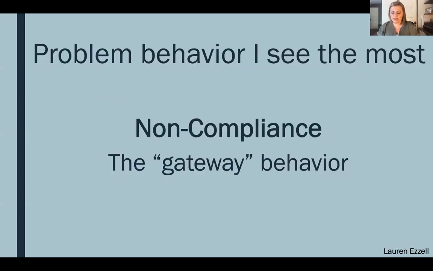Okay, so the problem behavior I see the most, and it was the problem behavior we saw at the very beginning of that step, is non-compliance or the gateway behavior. It leads us to harder stuff. Okay, this is typically the root of where these problem behaviors occur. Okay, non-compliance. If we address that non-compliance in that first step, we could have avoided reinforcing that aggression.